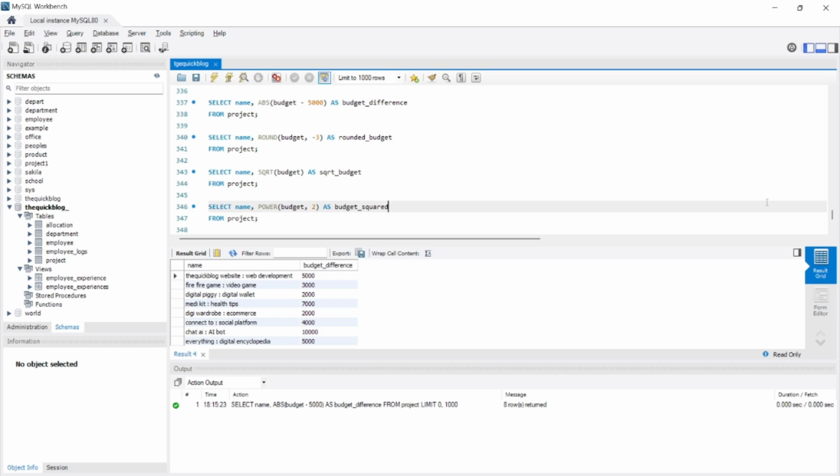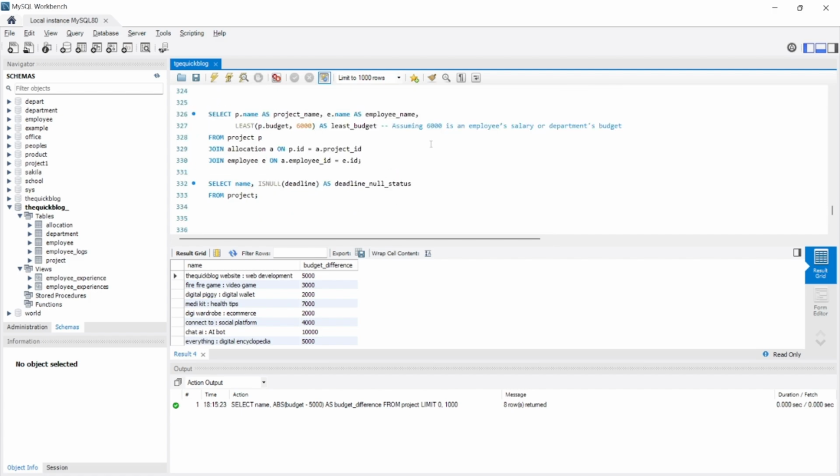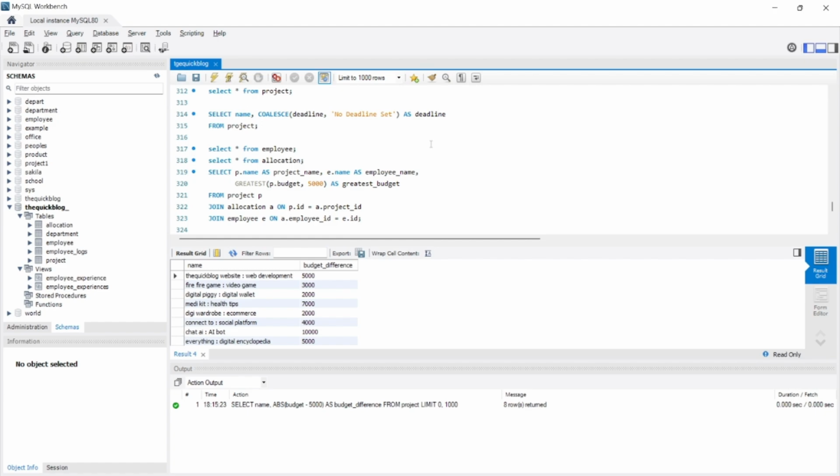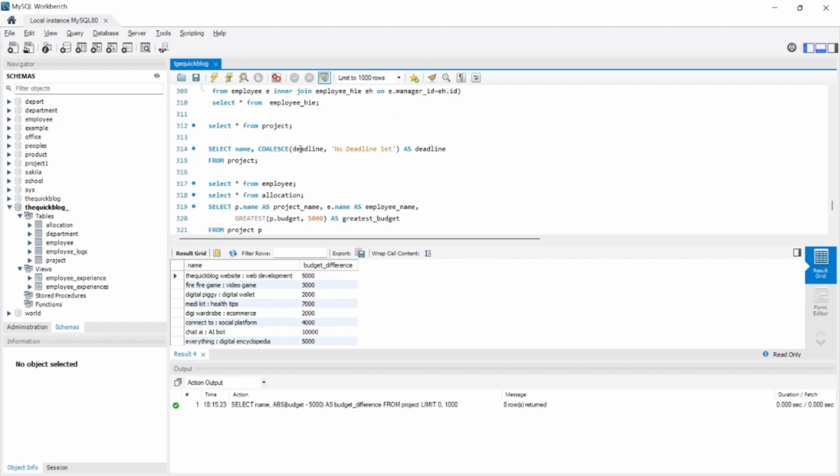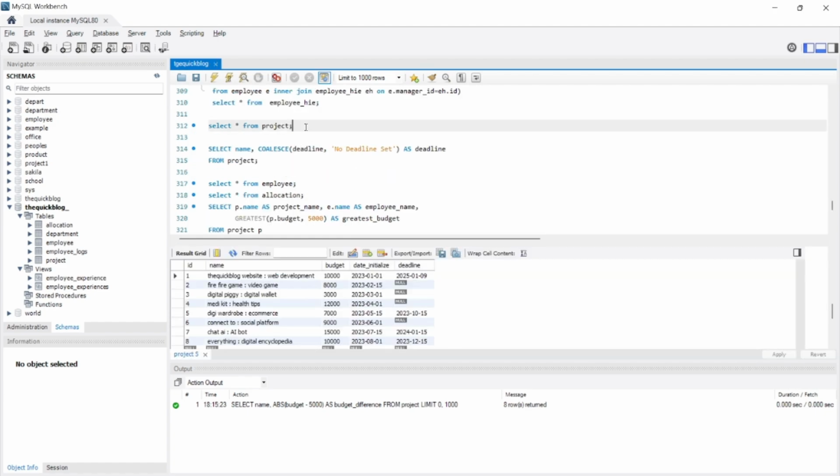In our previous video, we talked about the different types of comparison functions, and in today's video, we will be talking about the different types of math functions. As per the name, we have some math functions, and these math functions are used for executing some mathematical manipulation over the data.